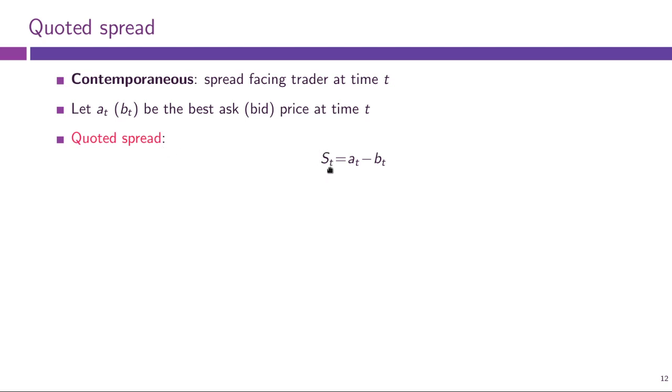And this quoted spread, capital S_t, is just equal to the difference between the ask and the bid prices. So the ask price is the price at which you can buy the asset. The bid price is the price at which you can sell the asset.